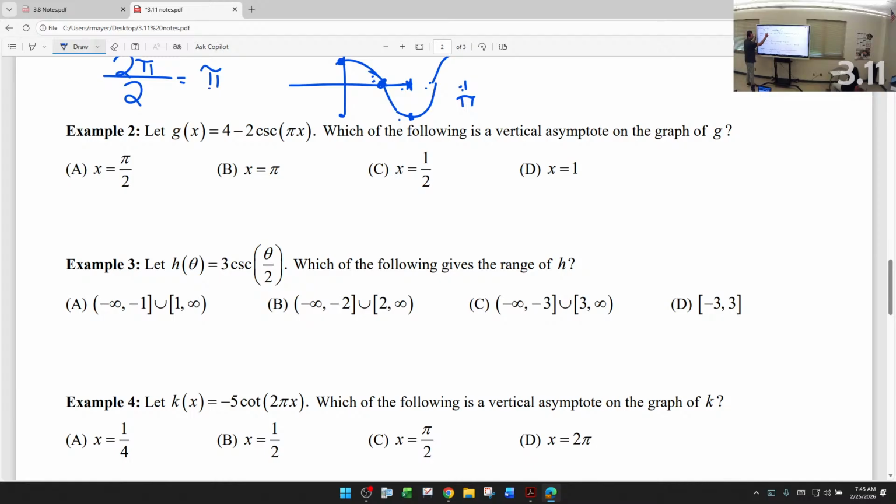What do we know about that 4? It has nothing to do with a vertical asymptote. That just shifts the whole graph up 4 units. And if you move a vertical asymptote up 4 units, it's still an asymptote. That 2 has nothing to do with it because all it does is stretch a vertical asymptote.